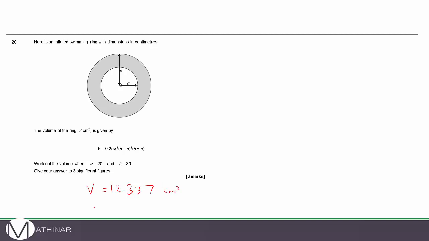The question says give your answer to 3 significant figures. So 1, 2, 3. The number after that is a 3, which is less than 5. So that stays as it is. So it's 12300 centimeters cubed.